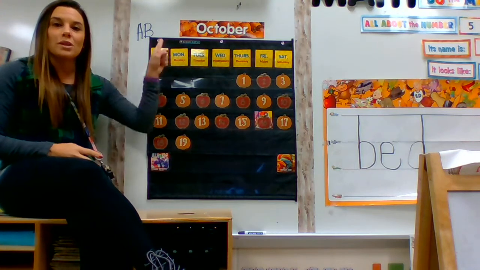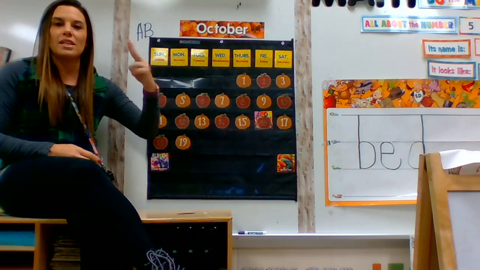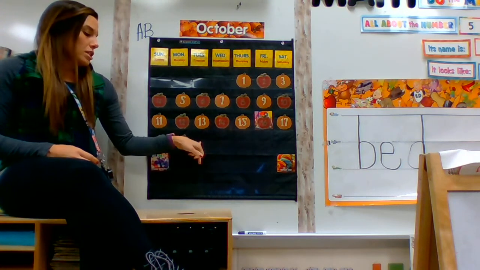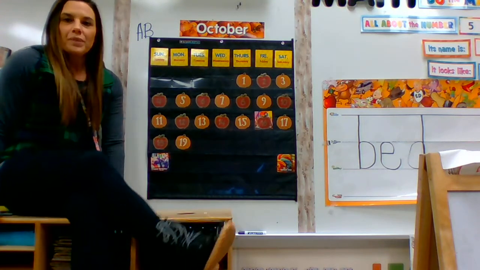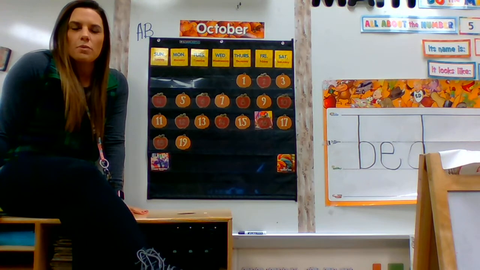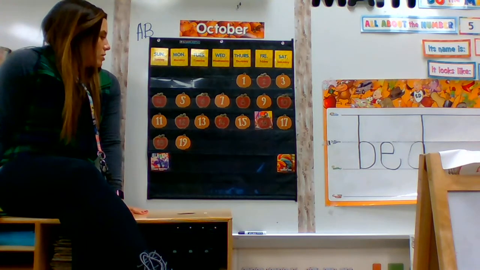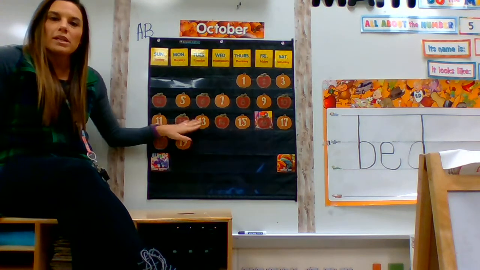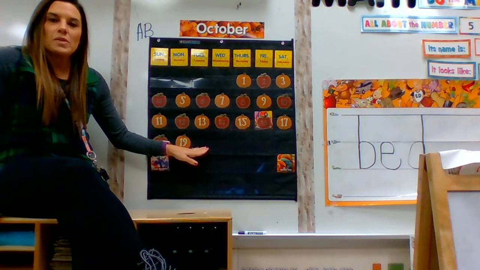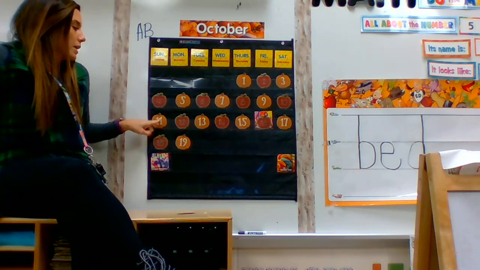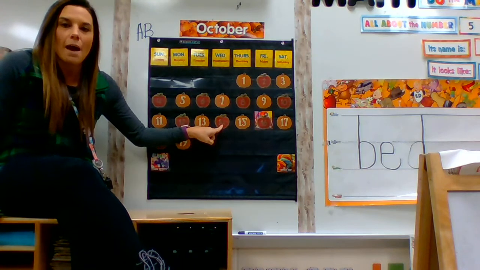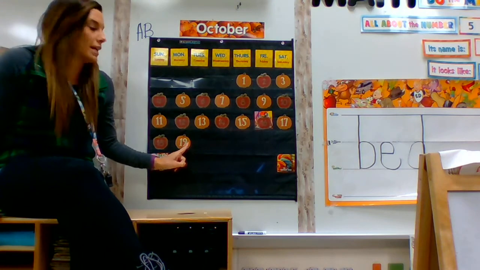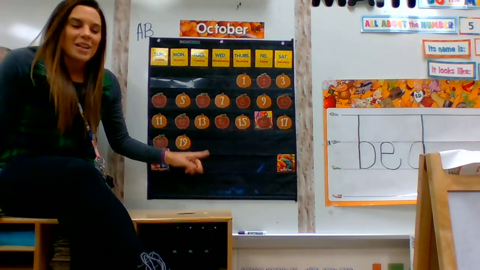Also, remember, we're still working on our A-B pattern, two things that repeat themselves. So we need to figure out if we're going to use a pumpkin or an apple. Now, I'm not going to start all the way at the beginning. So I'm going to start with the number 11. So we're going to read our pattern, and so we can figure out if we're going to use a pumpkin or an apple. So here we go. Pumpkin, apple, pumpkin, apple, pumpkin, apple, pumpkin, apple, pumpkin, apple. I should have heard you say apple.